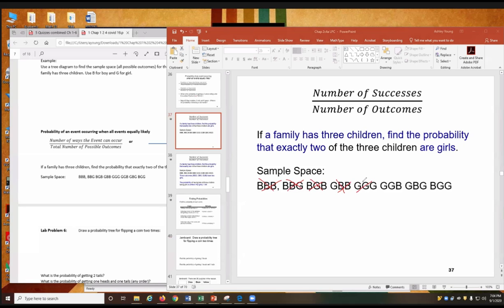How about this one? Girl, girl, boy. Yeah, that's two girls. Girl, boy, girl? Yes. Boy, girl, girl. Yes. So three successes out of eight possible outcomes. That is your answer.